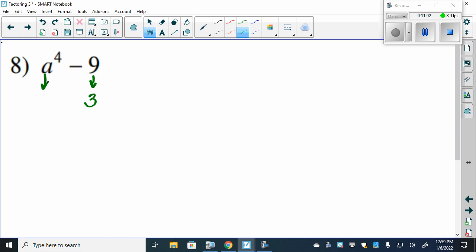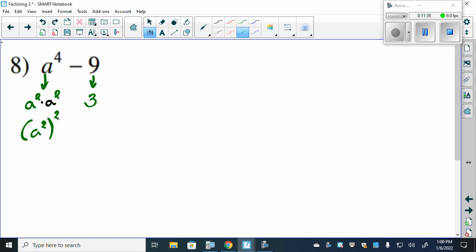Is a to the 4th a perfect square? And what times itself would be a to the 4th? Because a squared times a squared, whenever the bases are the same, we add the exponents. So a squared times a squared would be a to the 4th. We could also think of it as a squared squared, because powers of powers multiply. And we would get the same thing.